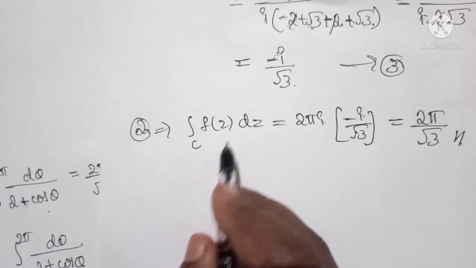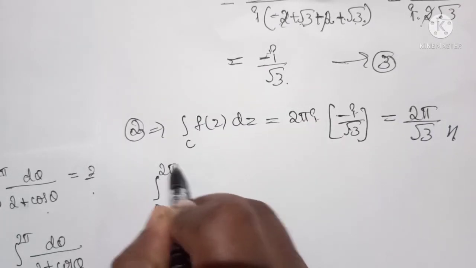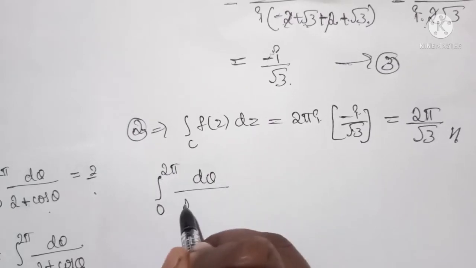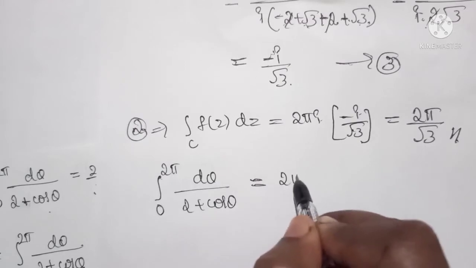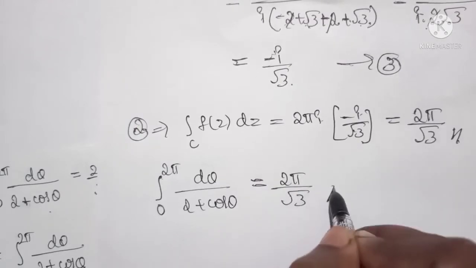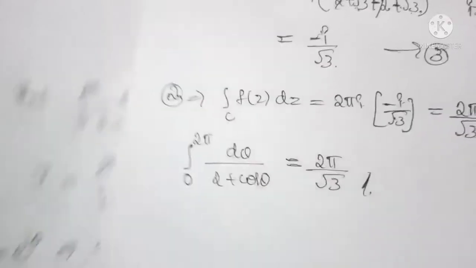So here, f of z dz is nothing but the given integral from 0 to 2 pi d theta divided by 2 plus cos theta, which equals 2 pi by root 3. This is the required proof. Okay, so these problems are quite lengthy.